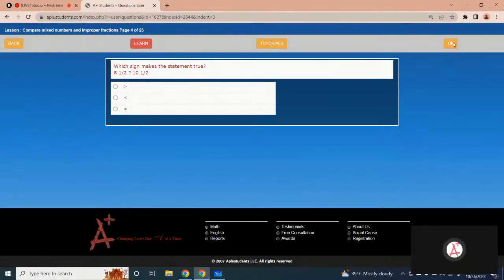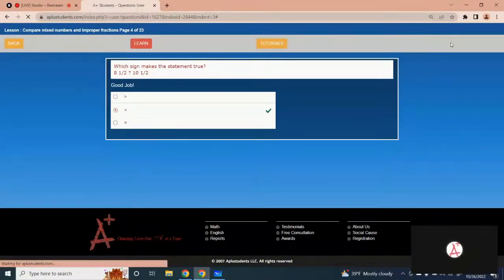Okay, the next one is 8 whole 1 by 2 and 10 whole 1 by 2. So which sign makes the statement true? Yes, less than. Just look at their whole numbers. It is less than 10. So 8 whole 1 by 2 is less than 10 whole 1 by 2. Got it?